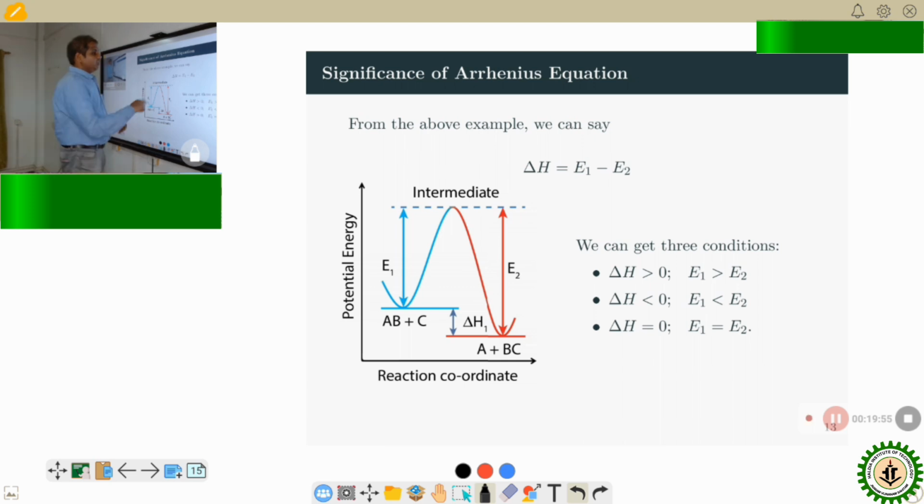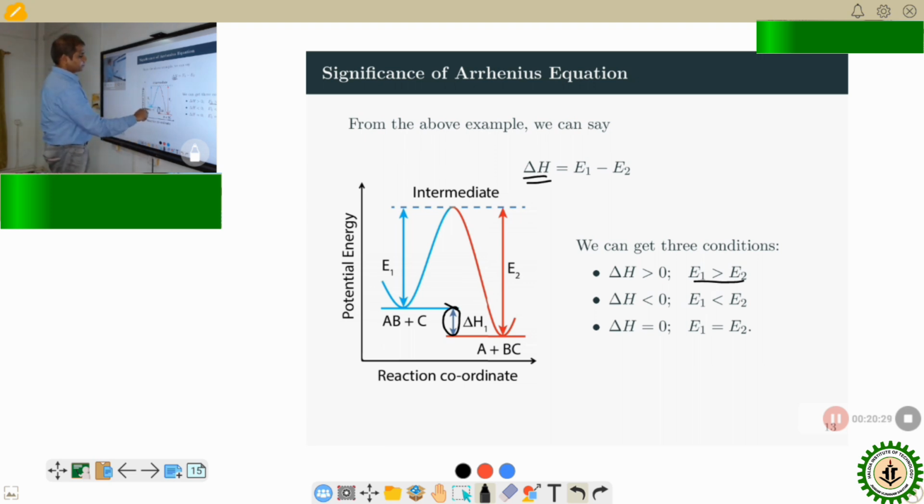Now, what does it mean? It means that the reactant and the product are basically facing two different activation energies, and the difference in their activation energies is connected with the heat of the process. Now, from this equation, there are three possibilities. One is that delta H could be greater than 0, that means E1 greater than E2. What does it mean? E1 greater than E2.